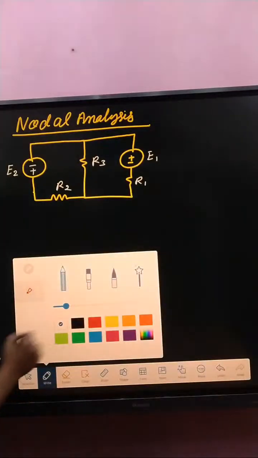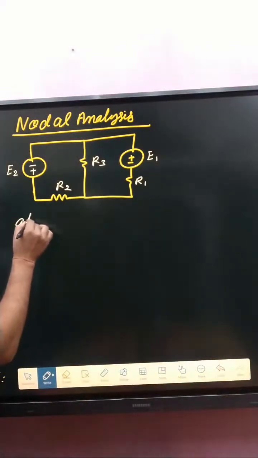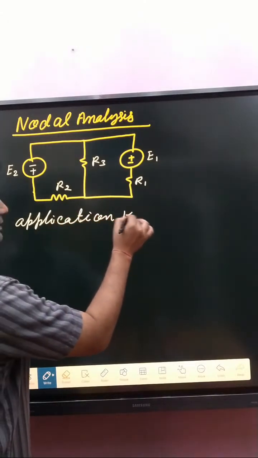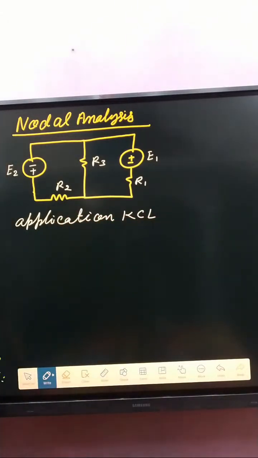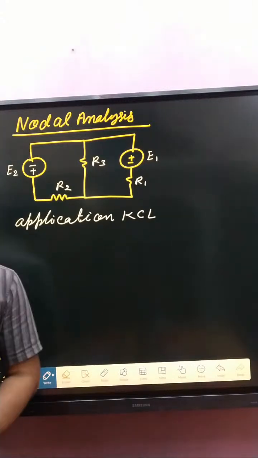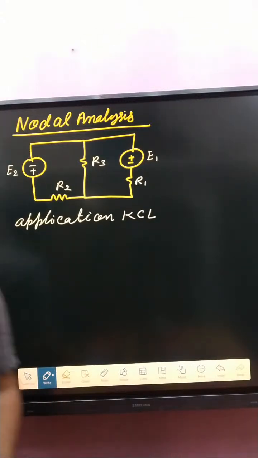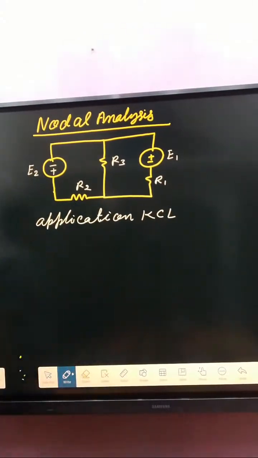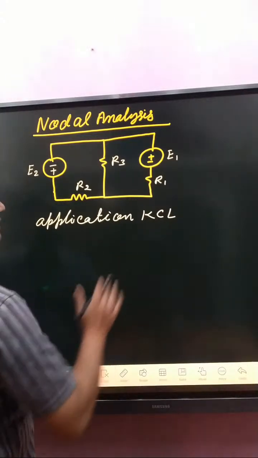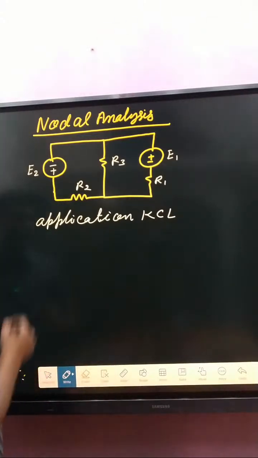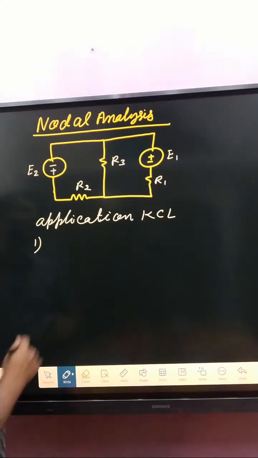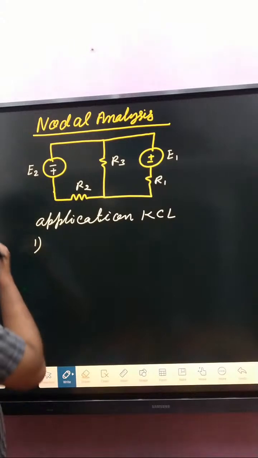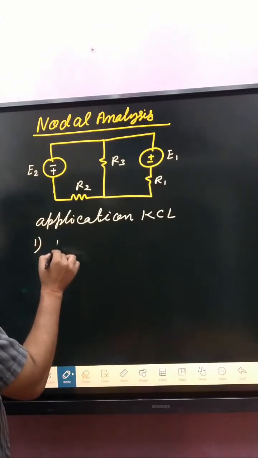Basically, nodal analysis is the application of KCL. Okay, that is nodal analysis. According to that, visibility is clear now. That is the application of KCL. Corresponding to that, first, mention all branch currents.